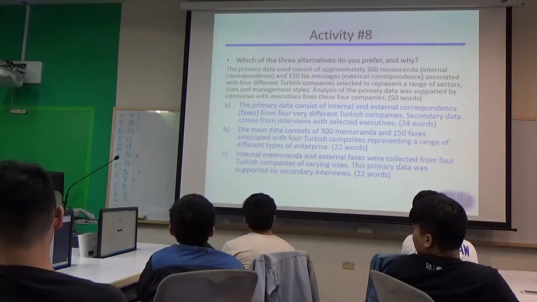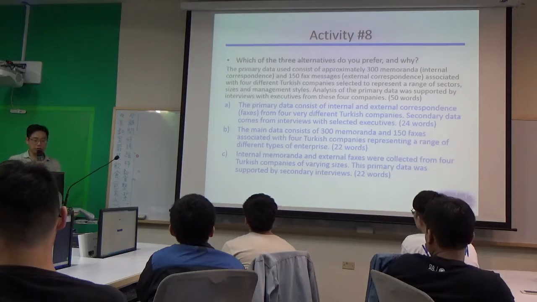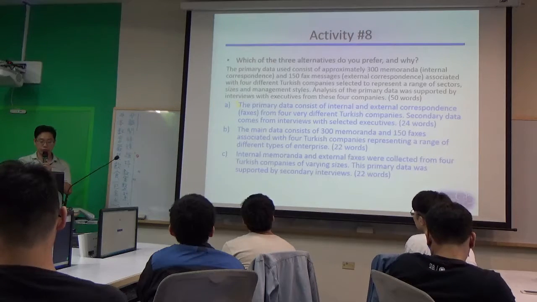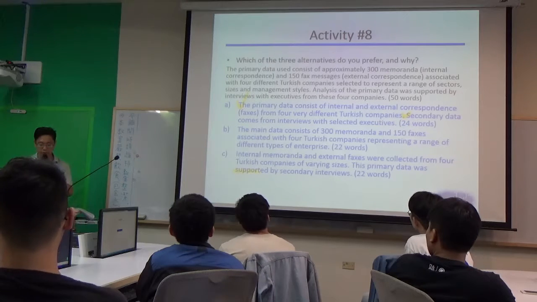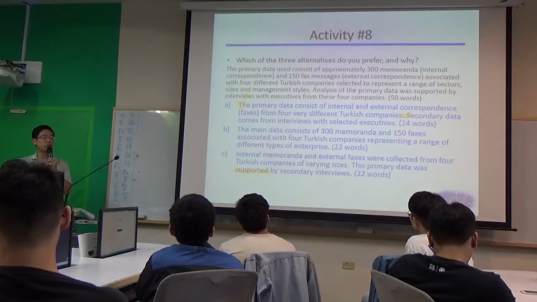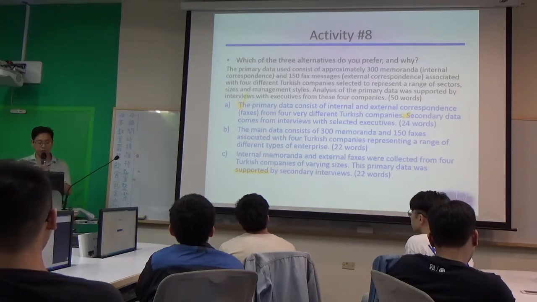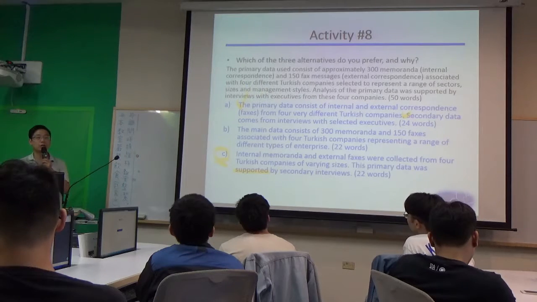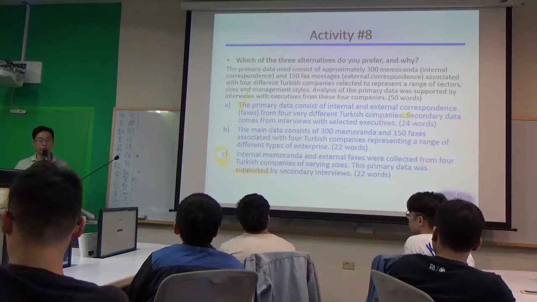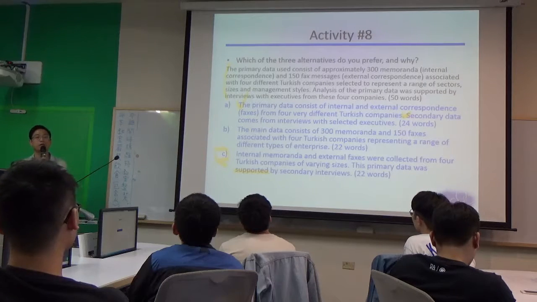In my opinion, for A, there are two independent sentences, and for C, it's supported by the secondary review. So this is support, and I think C keeps the most information from the original paragraph. So I will pick C.